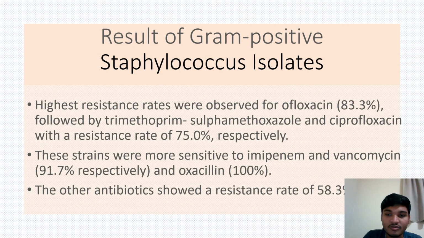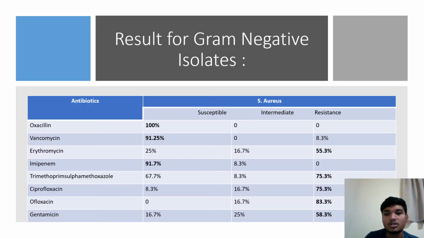So the results we found are like this. The highest resistance we found was in ofloxacin at 83.3%, and trimethoprim-sulfamethoxazole and ciprofloxacin were around 75%. This strain was more susceptible to imipenem and vancomycin at 91.7% and oxacillin at 100%, and the other antibiotics show resistance of 58.3%, which is average.